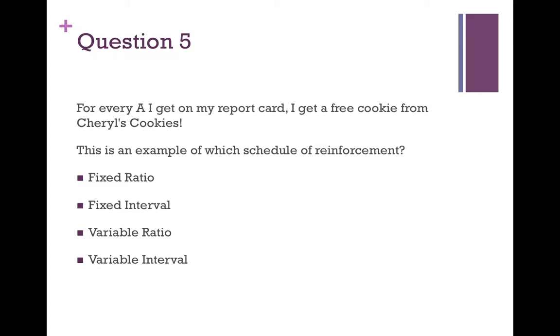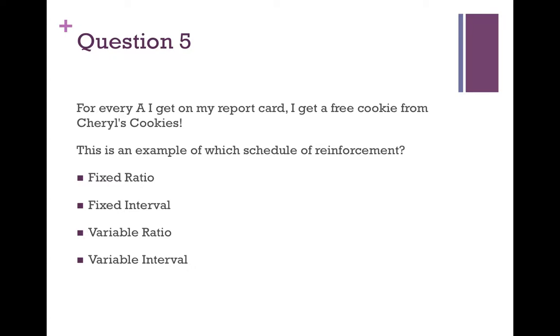When we're talking about what kind of schedule of reinforcement this is, it's a fixed ratio. So it's a reinforcement after a specified number of responses. The example we used in class was that if I write 3 sentences, I get to pick the game. So in this case, for an A, you go get a cookie. So there's a specified number.